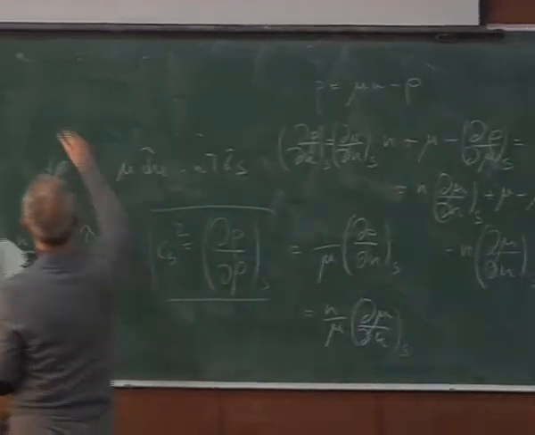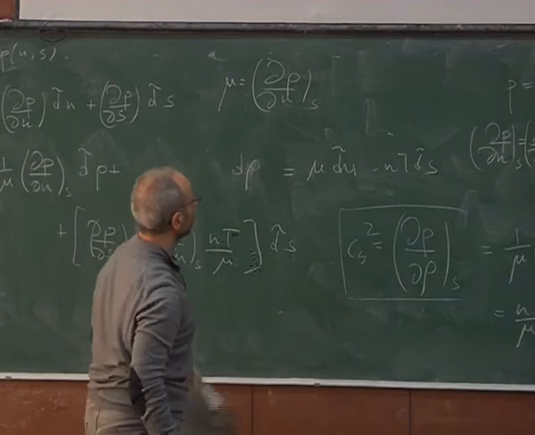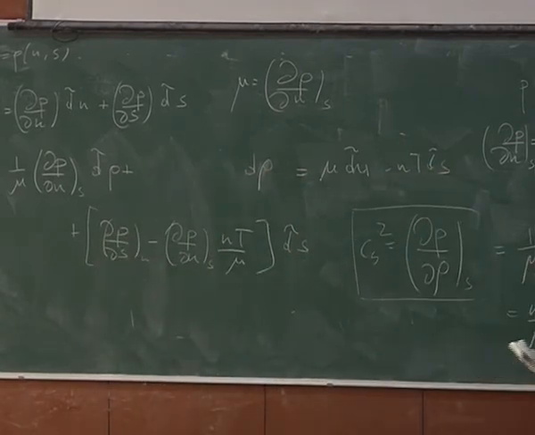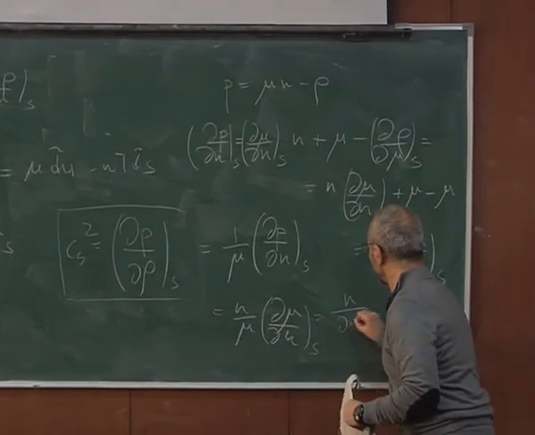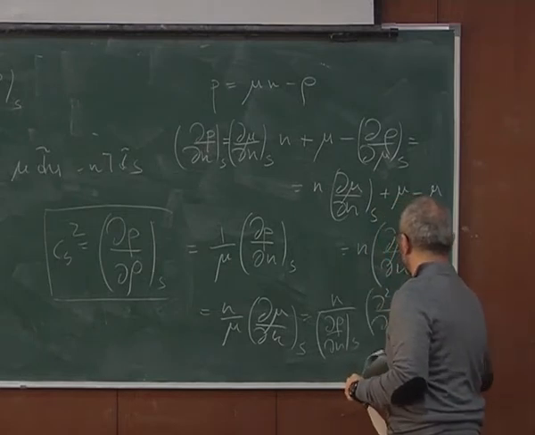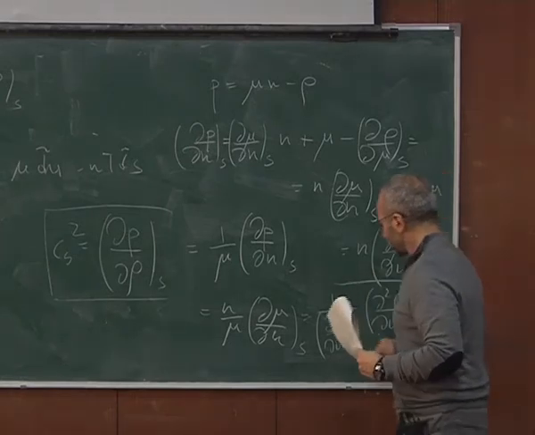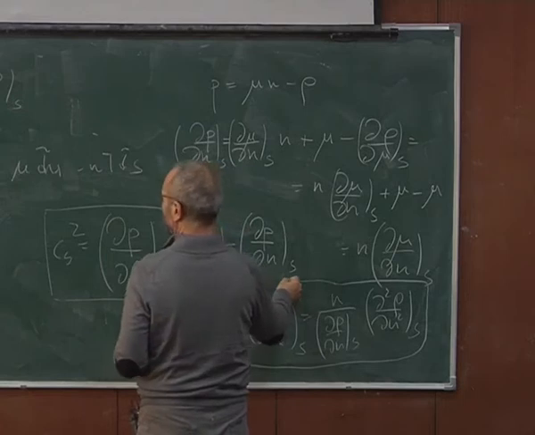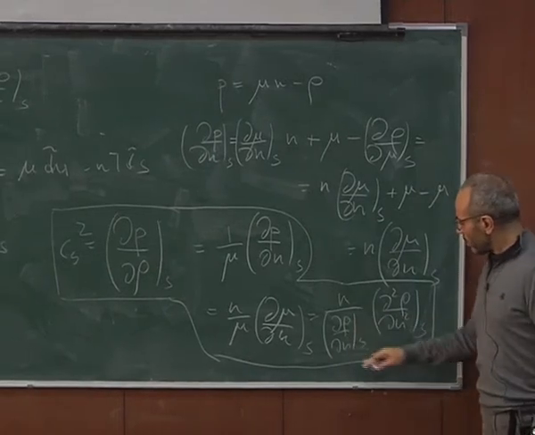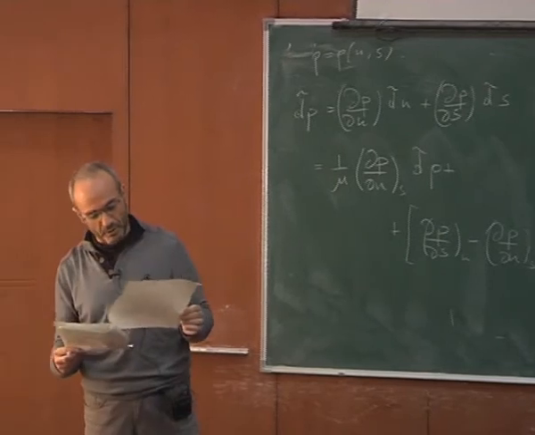Now mu was d rho over dn at constant entropy. So this one can also be written as n divided by d rho over dn at constant entropy, and then here you have the second derivative of rho with respect to n squared at constant entropy. So this is for now a definition and the consequences of the first principle of thermodynamics.